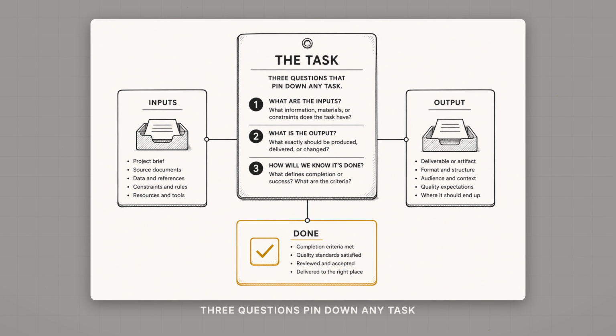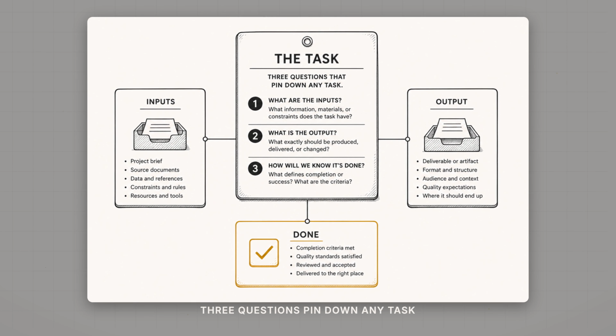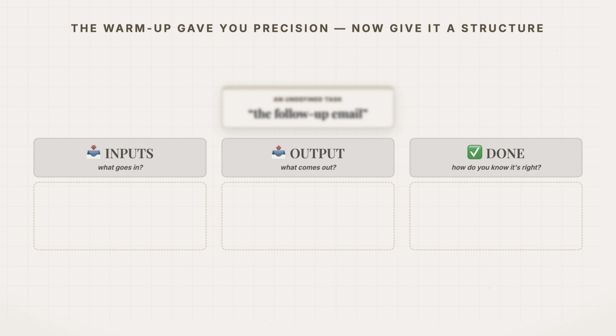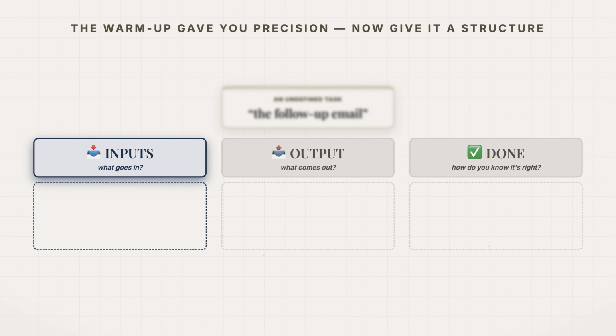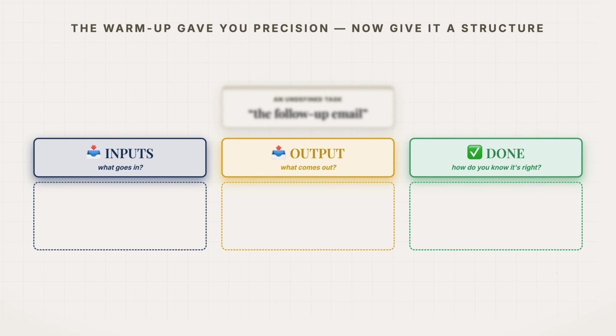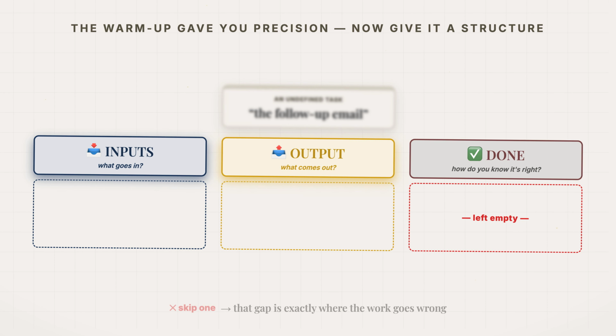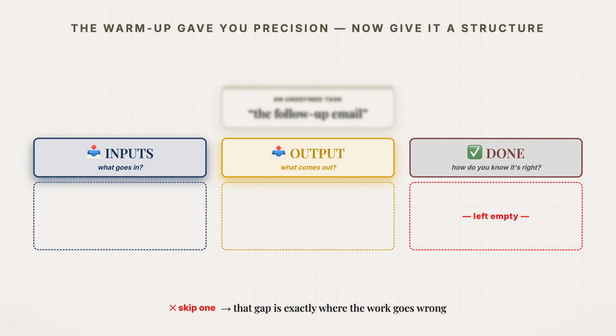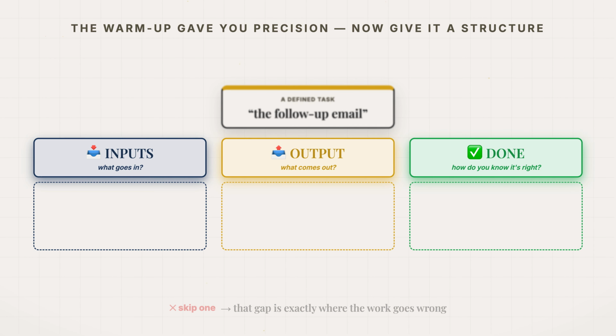Last lesson, you stripped the emotional words out of your instructions. You stopped telling the AI how you wanted to feel about the result and started telling it what should actually happen. That was the warm-up. Now, we give that precision a structure. 3 questions that pin down absolutely any task, whatever it is, whoever you are. Answer all 3, and there is nothing left for the AI to guess.